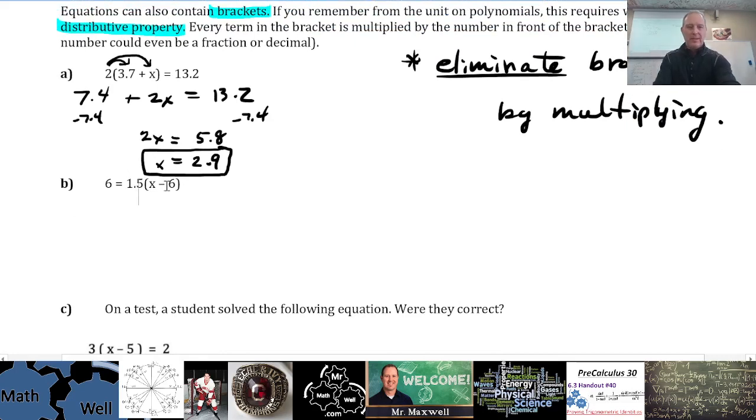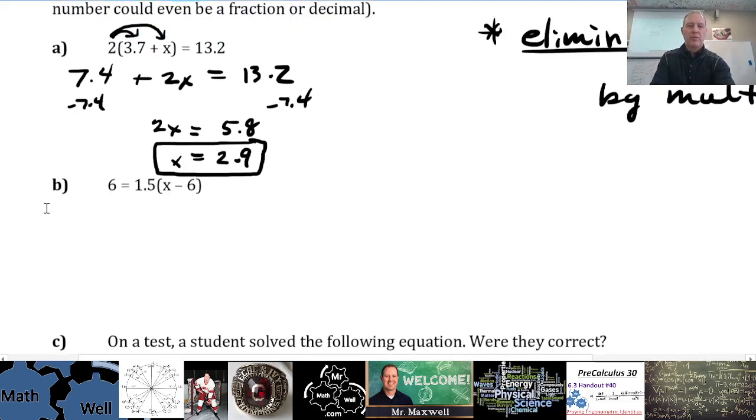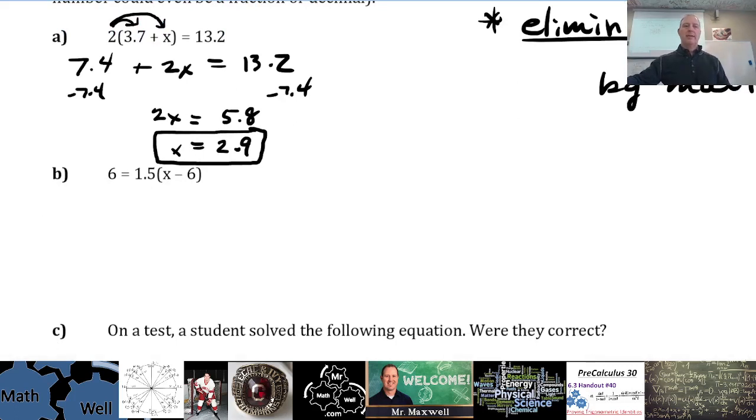Okay, so for B, we have to distribute 1.5 into the brackets. So I'm going to rewrite 6 on the left side because I'm not touching that. So rewrite it. 6 equals 1.5 times x is 1.5x. 1.5 times a negative 6. Think about this minus as a negative, and then that helps you. So that's going to be minus 6 times 1.5. That's 6 plus half of 6. That's 6 plus 3. So that's going to be 9.